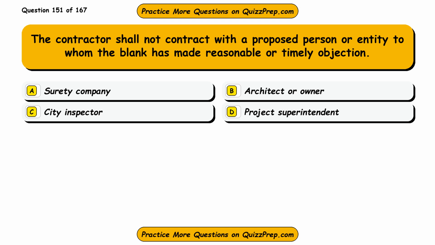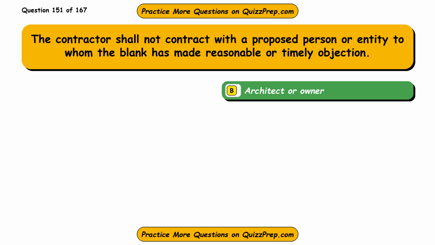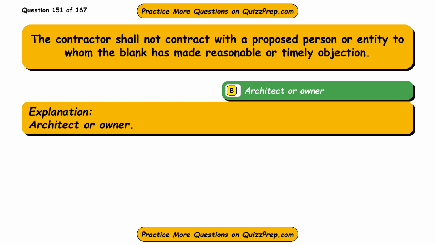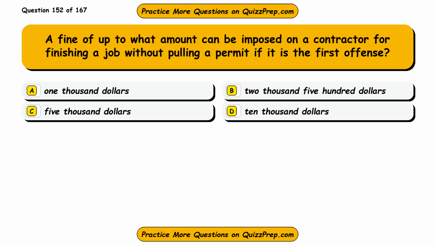Question 151. The contractor shall not contract with a proposed person or entity to whom the blank has made reasonable or timely objection. Option A, surety company. Option B, architect or owner. Option C, city inspector. Option D, project superintendent. The correct answer is option B, architect or owner. Architect or owner.